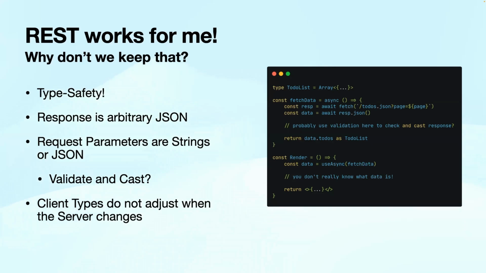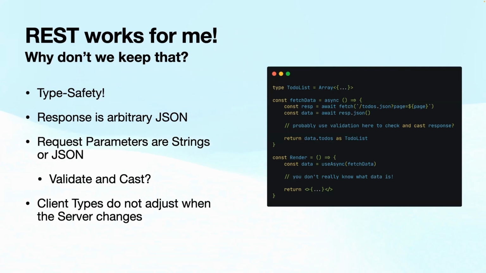But a common problem with REST until now was that you don't really get type safety. The response you get from a REST endpoint is more or less arbitrary JSON, on which you may have agreed with your backend team or which you have built yourself while building the backend. But you don't really know what is coming back if the server changes, for example, and you forgot to update the client. And the same applies to the request parameters. Those can only be strings or even JSON.